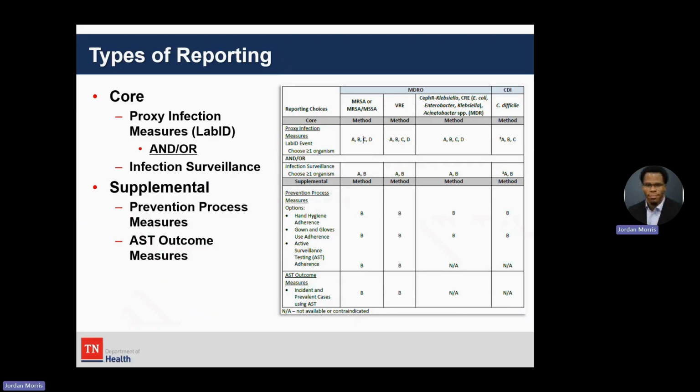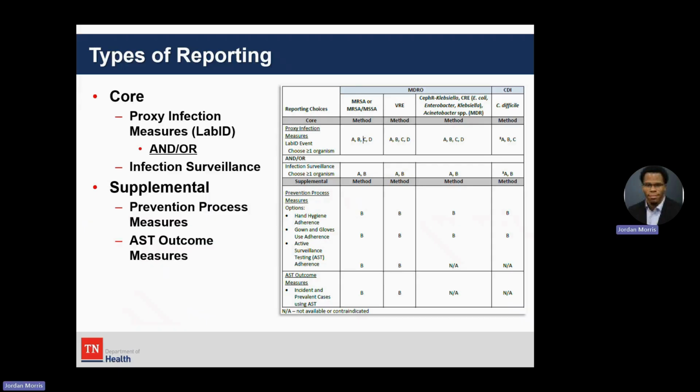Once you have chosen your core, you may choose either one or both, and then may also choose to engage in supplemental reporting, which we will talk about later. Now we will go more in depth on the core reporting. The LabID event reporting option allows laboratory testing data to be used without clinical evaluation of the patient and is therefore a much less labor-intensive method to track MDROs and CDIs.